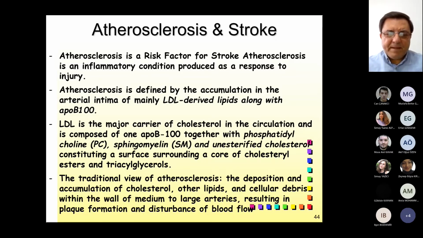So this is the traditional view, as I said: the deposition and accumulation of cholesterol and other lipids, and there is cellular debris within the wall of the arteries, especially the medium and large arteries. This is formed, and it results in plaque formation, and it also disturbs the blood flow.